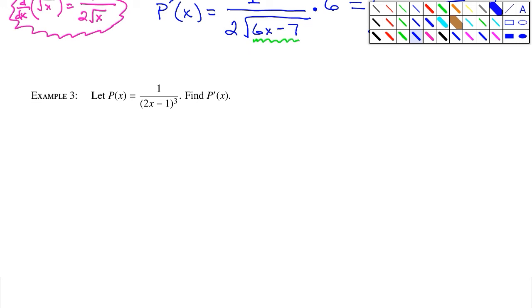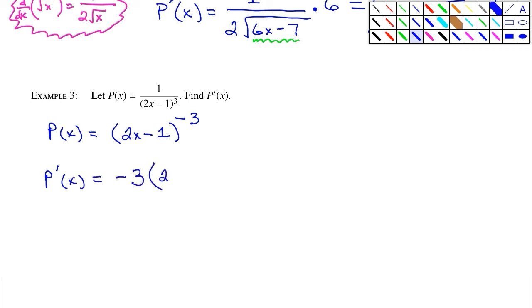But the top is just a constant, so normally what I would do in that case is move this term from the bottom to the top by negating the exponent. We get 2x minus 1 to the negative 3 power. Now I'm going to take the derivative. It's a power rule, so we're going to bring the negative 3 down. The inside stays the same. Lower the power by 1.